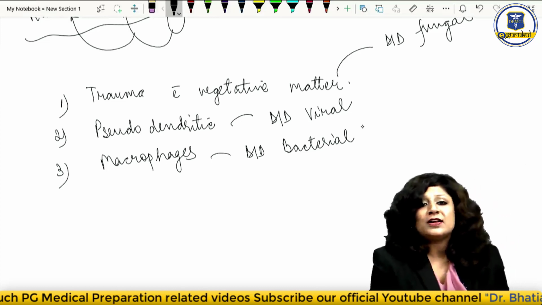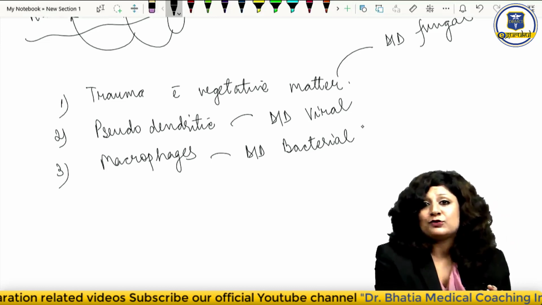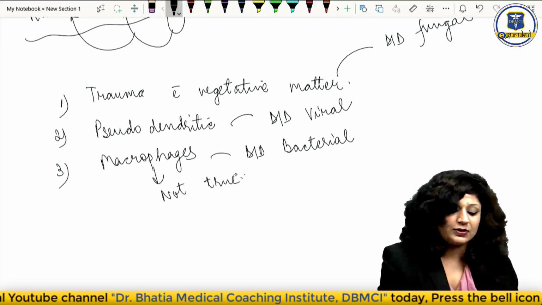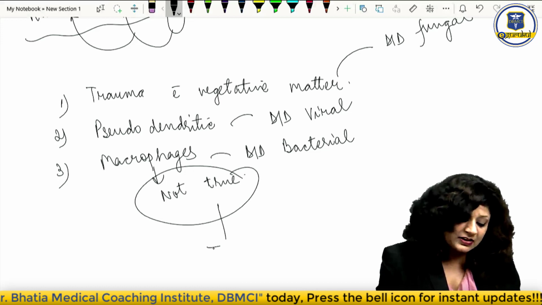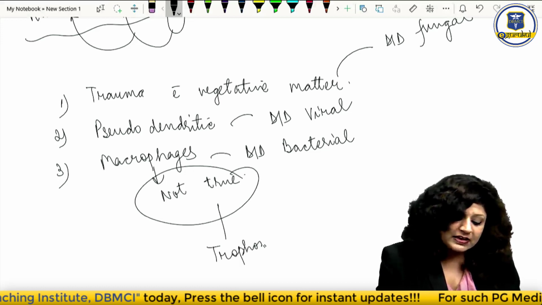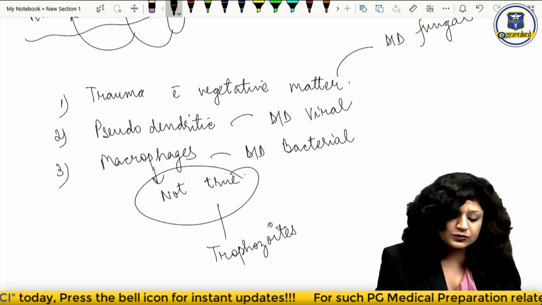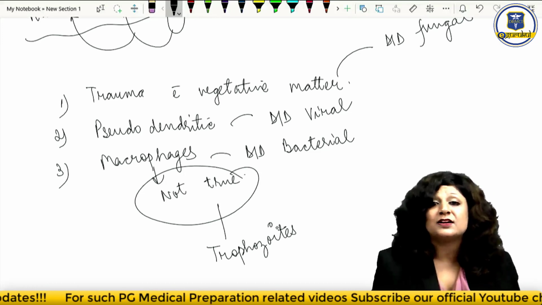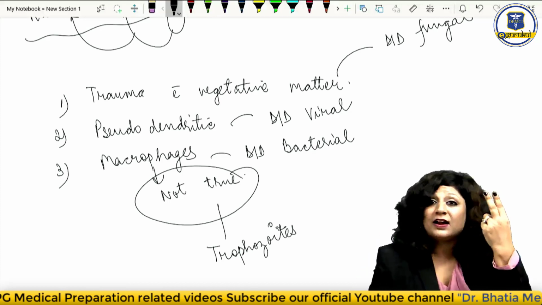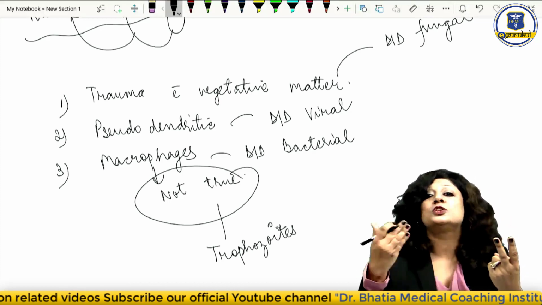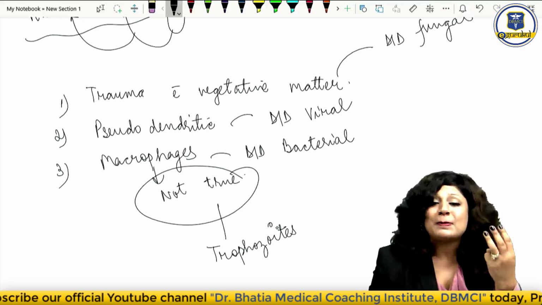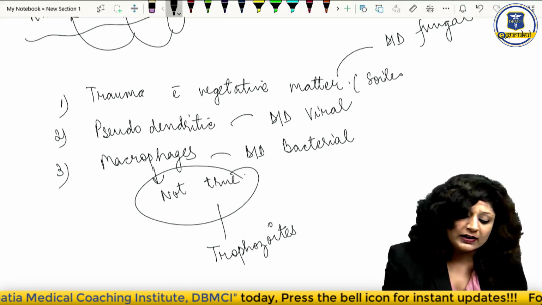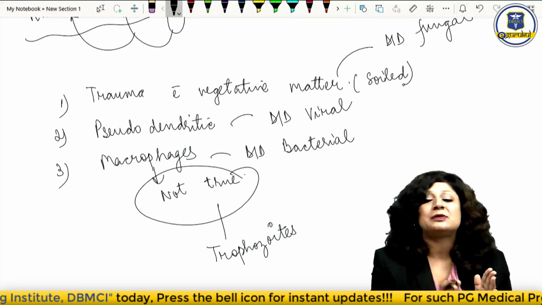Now, how to solve it? Where are you getting the macrophages from here? They are not the true macrophages. Rather, it is the trophozoites. These are basically the trophozoites, which is the active stage of this Acanthamoeba corneal ulcer, which looks like macrophages. They are not the true dendrites, they are pseudo-dendritic. And trauma with vegetative matter is actually taking place only when it is soiled. So that is why these are kept in the DD.